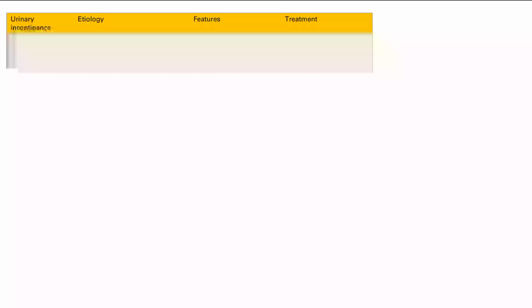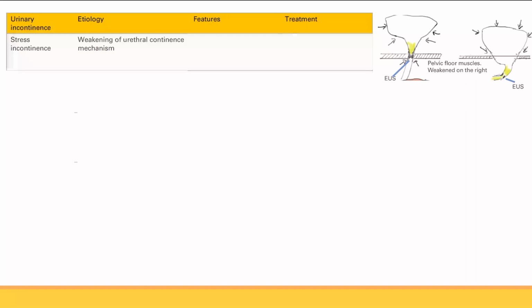So we're going to talk about urinary incontinence now. There are three types of urinary incontinence that you need to be able to differentiate. First type is stress incontinence. What does that mean? Incontinence is involuntary leakage of urine. Stress incontinence means that this leakage occurs when you have any stress that increases intra-abdominal pressure. And the etiology here is the weakening of the urinary continence mechanism.